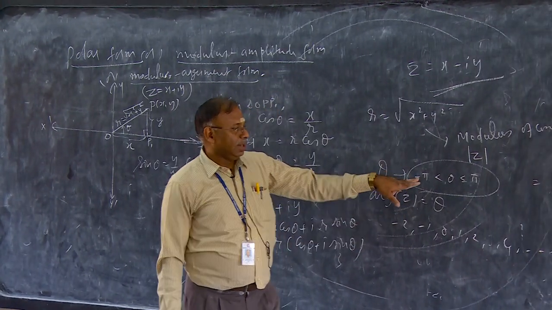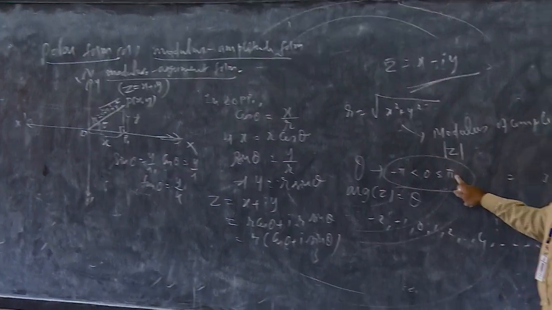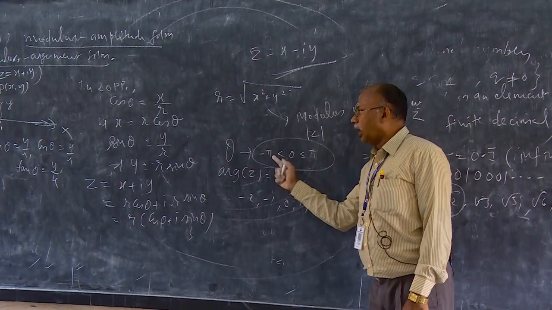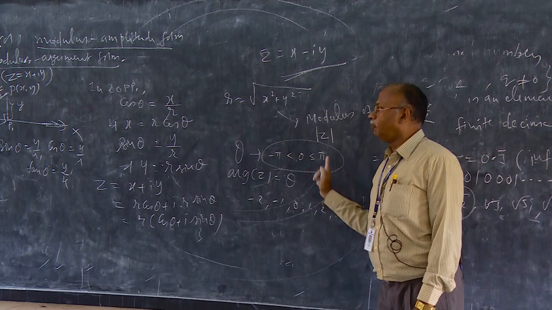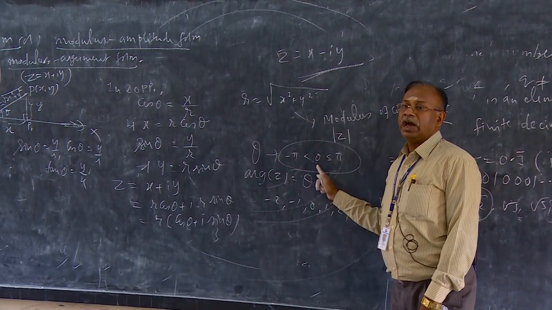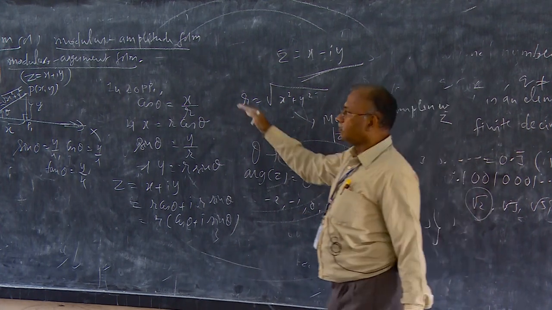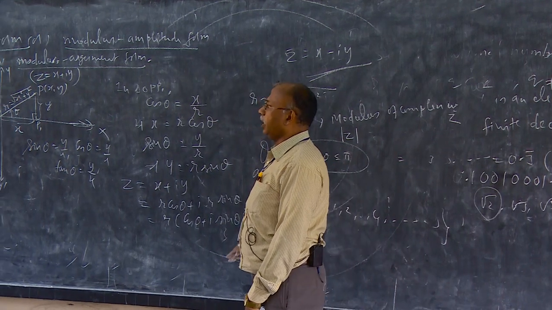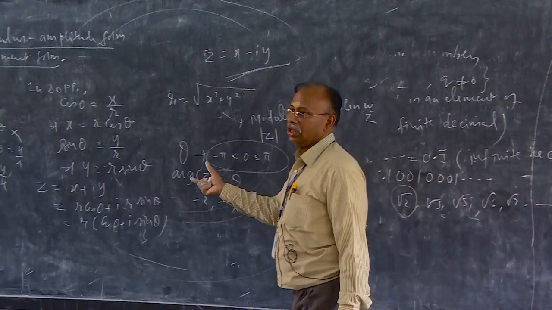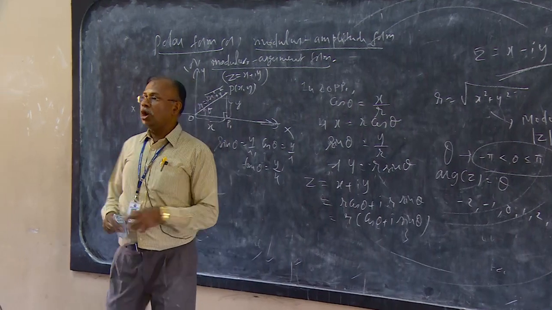Then the value of theta satisfying the condition minus pi less than theta less than or equal to pi is known as the principal value of the argument. The value lying between minus pi and pi, exclusive of minus pi and inclusive of pi, is the principal value of the argument. This is how we come to the conclusion that any complex number can be brought to the modulus argument form.